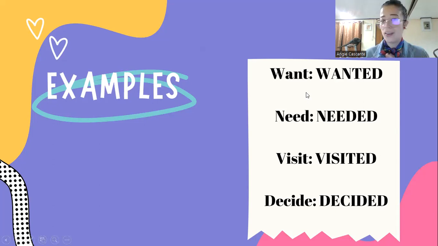Remember, consonants, not vowels, okay? Want and visit end in T, and need and decide, the final consonant is a D. So I wanted to talk to you because I needed to ask you for a favor. When I visited Europe, I decided I wanted to stay here. Do you see? Okay, nice.